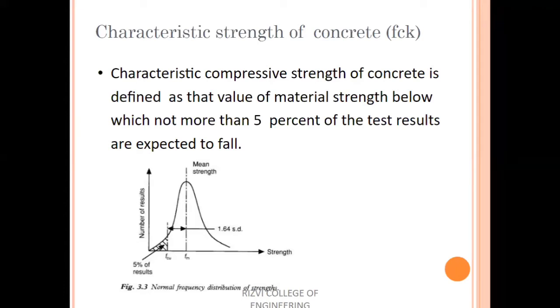By reading this statement, how many of you understood the definition of FCK? You can just type in the chat box. Let me see how many of you have typed in the chat box. Just give me a moment.